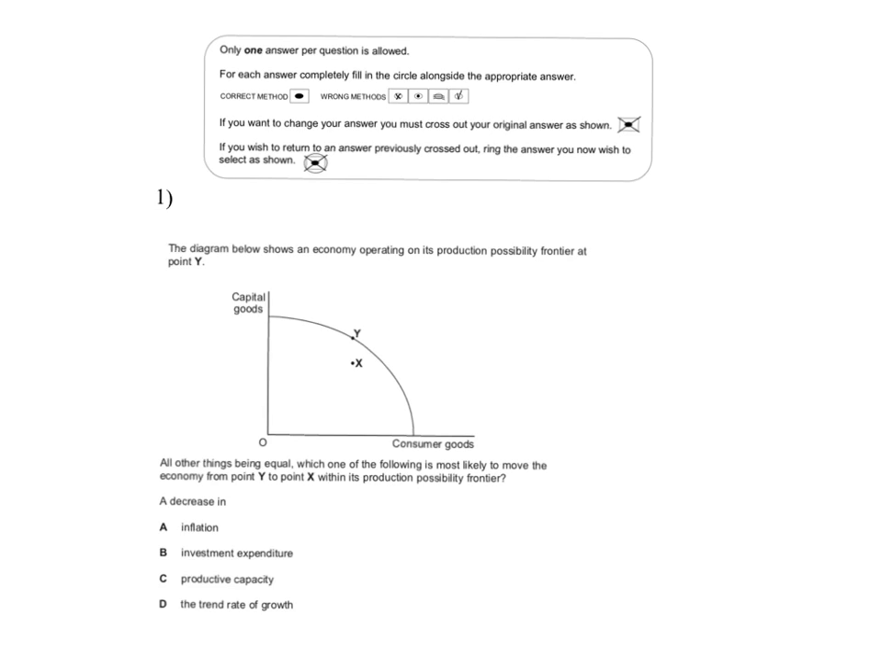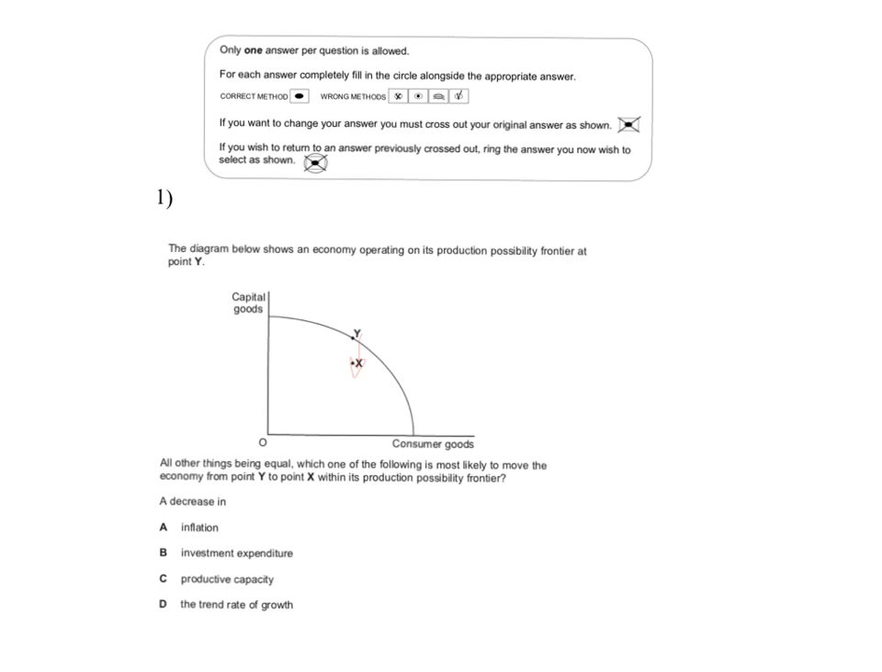We can see, because of the movement from Y to X, there's a negative output gap at this moment in time because we're not using up that capacity. So out of the four options, whatever the answer is, it suggests that there's been a decrease. There might be a decrease in inflation, investment expenditure, productive capacity, or the trend rate of growth. So let's go through these and see which one is the cause of it.